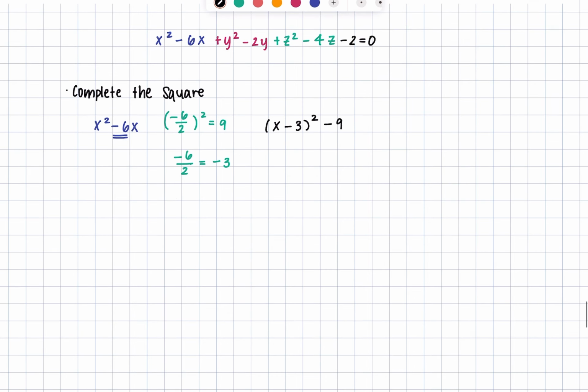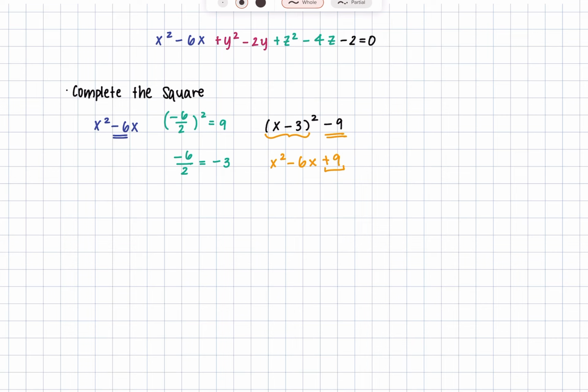Because when we expand this part right here, what we're going to get is x squared minus 6x plus 9. And to cancel that 9, we can't just add random numbers into our equation. So to balance that out, I have placed a negative 9 over here.